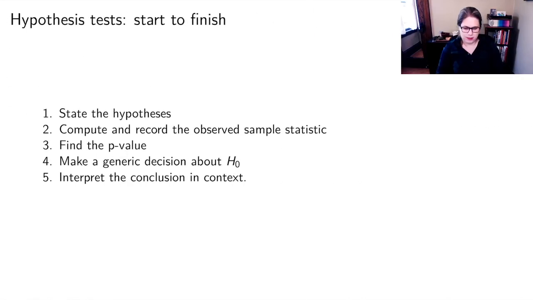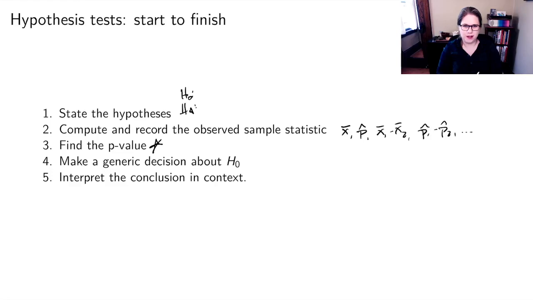So the basic idea of hypothesis testing is that you start by stating the hypotheses. So that's going to be writing out the H0 and the HA, whatever they are, in words or probably in symbols. Then you're going to compute and record your observed sample statistic. So that might be an x bar, it might be a p hat, it might be an x1 bar minus x2 bar, it might be a p1 hat minus p2 hat, etc. Lots of different possibilities.